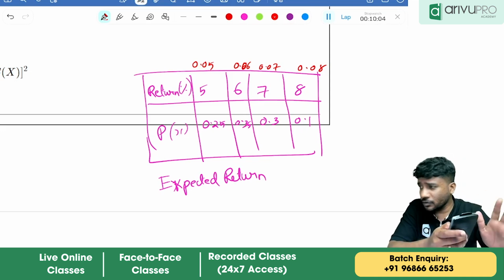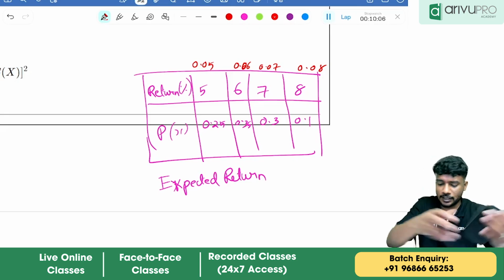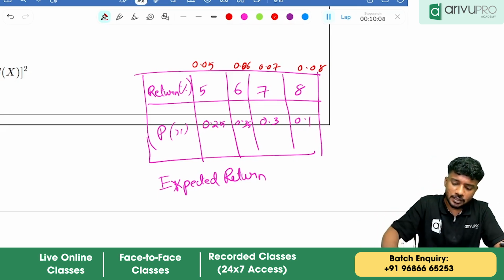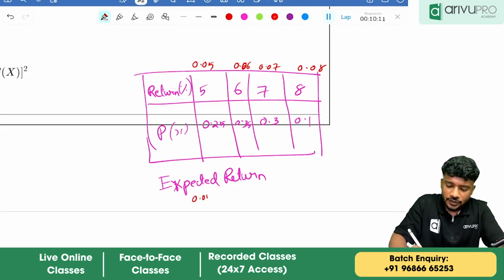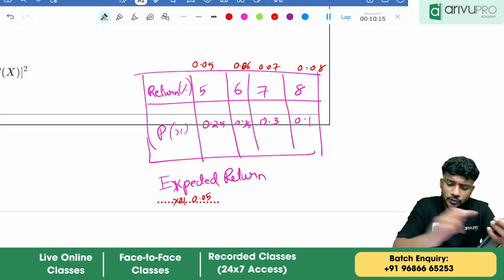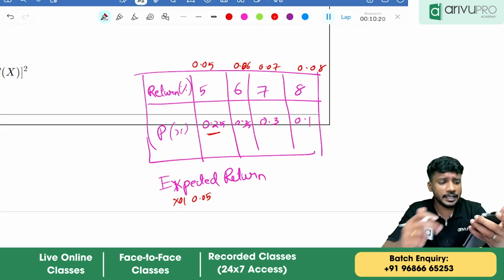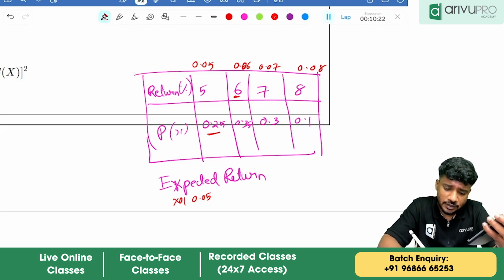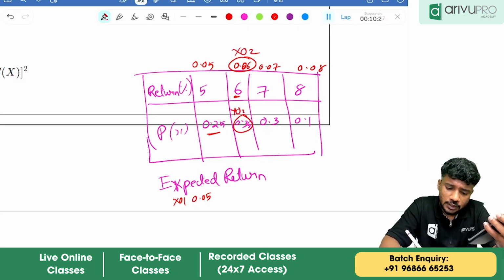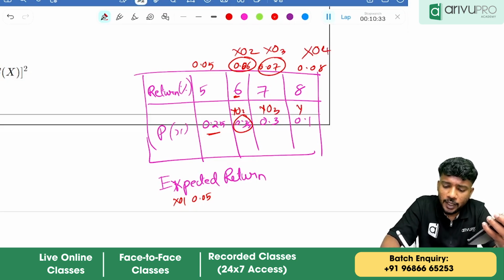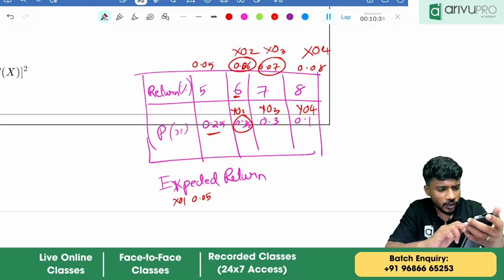Now x01 is how much? That is 0.05. Type that 0.05. Then click what? Enter. That is x01. Then y01 is how much? 0.25. Then similarly, this one is 0.06 is x02. This is y02. This is x03. This is y03. This is x04. This is y04. All the data you can enter.